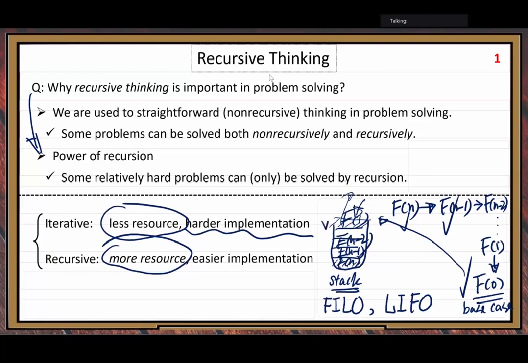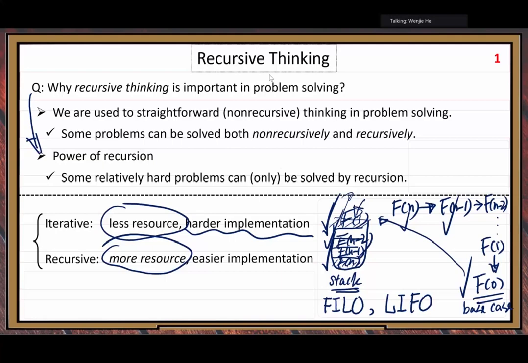Then the next one to be popped out is f of 2. F of 2 relies on f of 1, and the f of 1 value is known, so we can use f of 1 to get f of 2. Then f of 3, and all the way down to the bottom. That's the way we use this stack data structure to implement recursion. Any recursion can be implemented in this way. Not too hard.